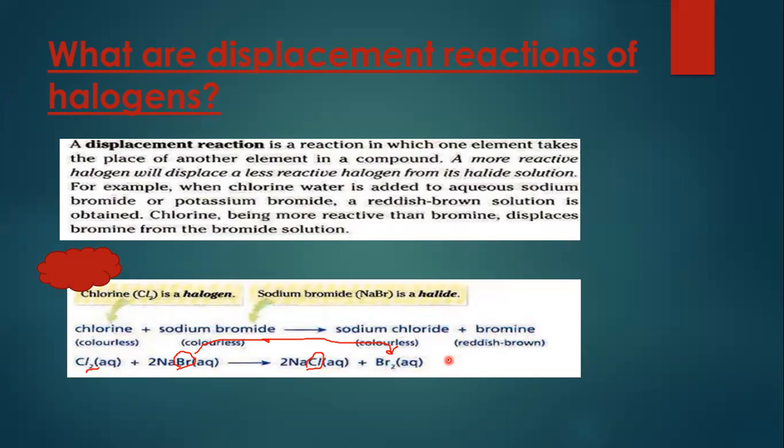So that is the example of a displacement reaction. Displacement means that one element takes the place of another element in a compound. Here chlorine has displaced bromine in sodium bromide, and this compound is converted into sodium chloride. Why does this reaction happen? Because chlorine is more reactive than bromine, so it displaces bromine and converts it into a new compound.